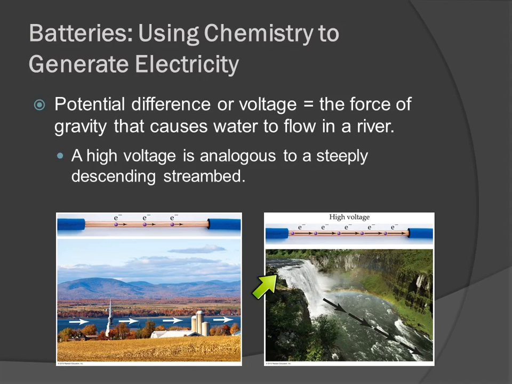Here we see a river that's going over a small waterfall. There's a big difference in elevation here. And so there's a lot more potential energy, and the water's going to fall more quickly. So this voltage difference, or potential difference, is analogous to how steep the riverbed is. The steeper it is, the faster the flow, the stronger the current.